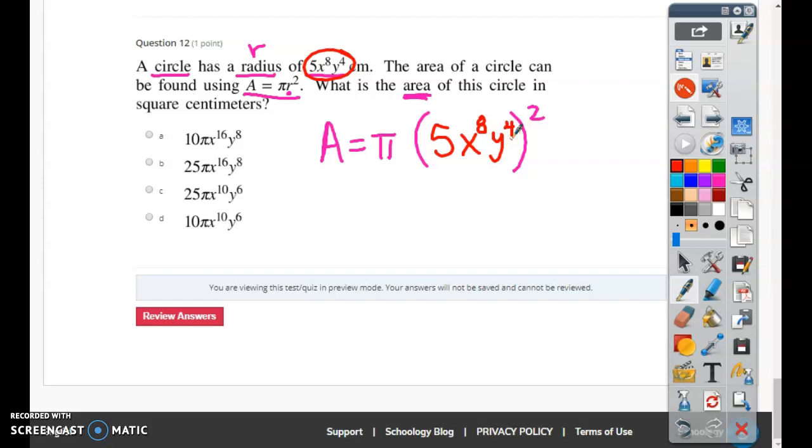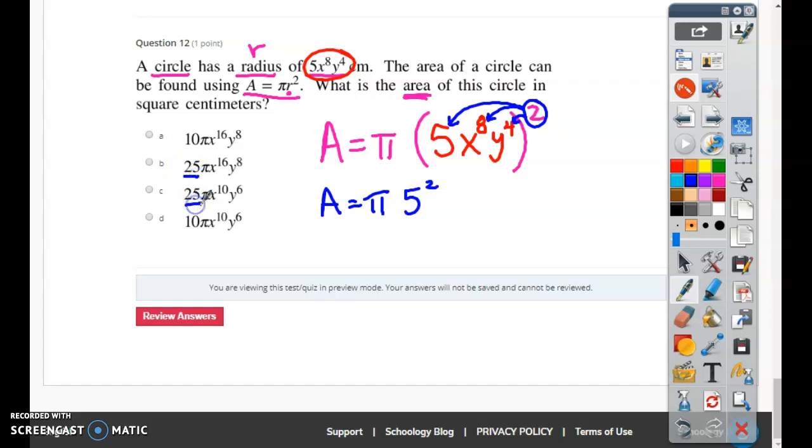Okay? That's what you're going to do tomorrow. So make sure you're paying attention. This is my R, so you put it inside. Now what you're going to have to do is distribute this to the 5, to the 8, and to the 4. Okay? So 5 squared is the first thing you start with. You have A equals pi 5 squared. What's 5 squared?